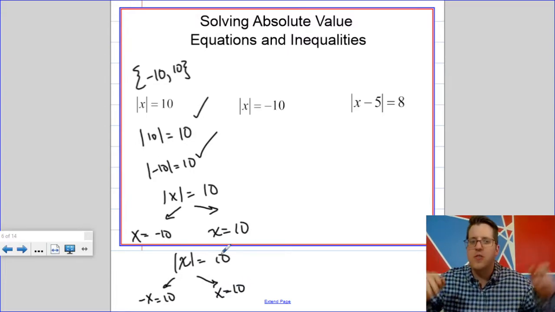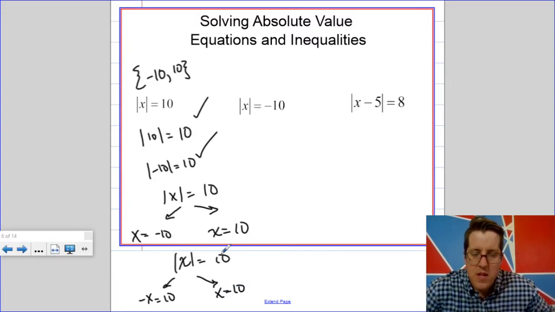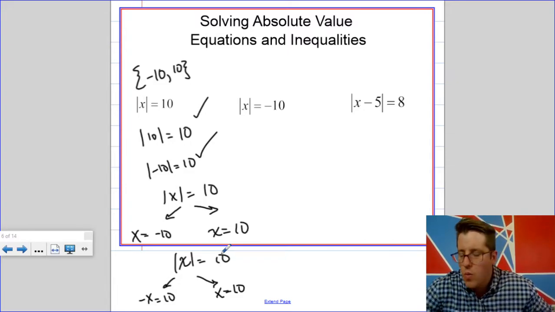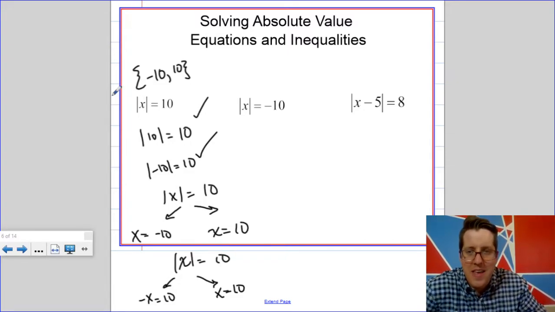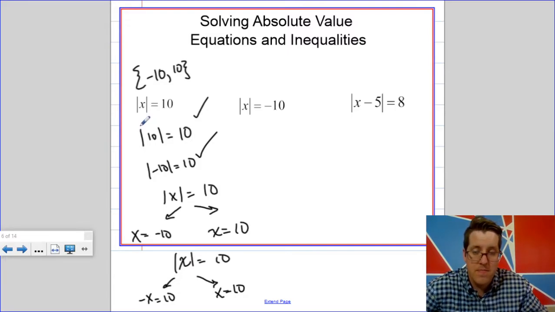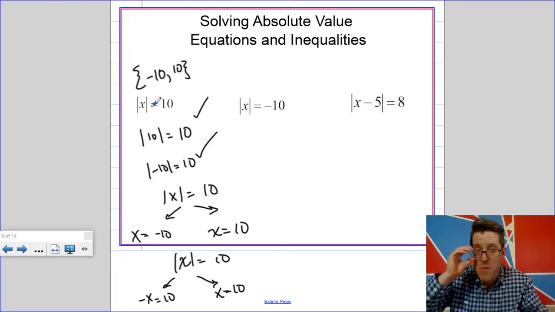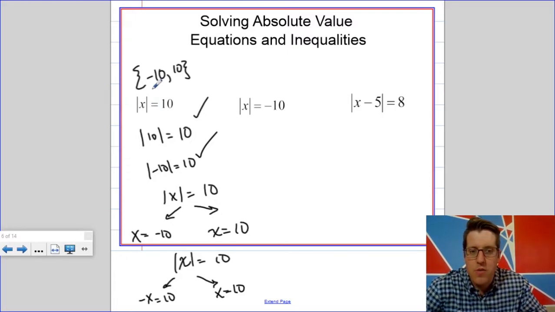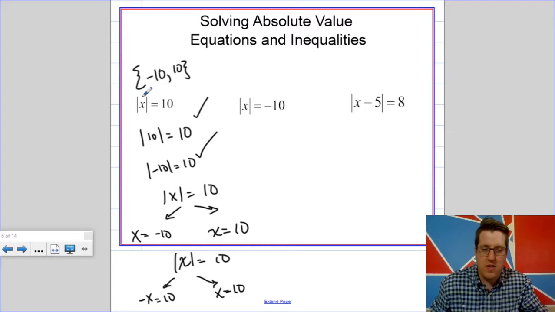I'll teach you all of that. But first, what does it mean? Well, what it means is that some number has a size of 10. What number is 10 units away from 0? Well, either +10 or -10. So let's think back to the maybe middle school way of absolute value: what is that number's distance from 0.